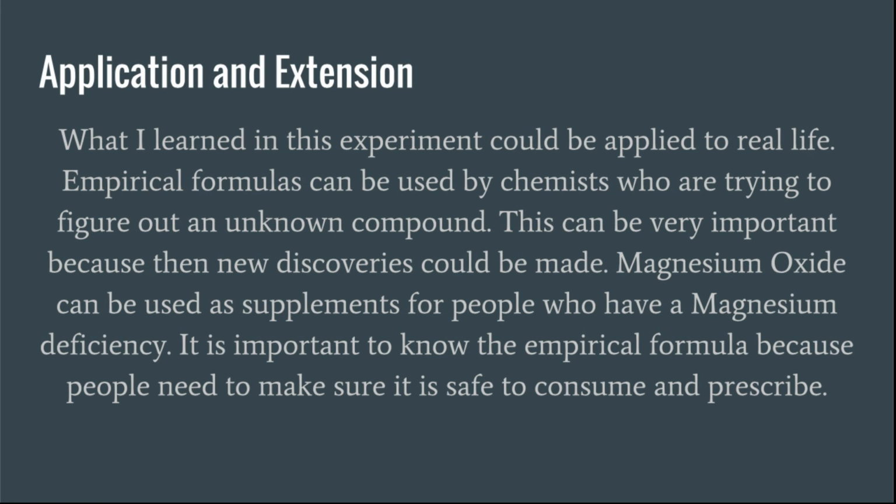For my application and extension, I wrote, what I learned in this experiment could be applied to real life. Empirical formulas can be used by chemists who are trying to figure out an unknown compound. This can be very important because then new discoveries could be made. Magnesium oxide can be used as supplements for people who have a magnesium deficiency. It is important to know the empirical formula because people need to make sure it is safe to consume and prescribe.